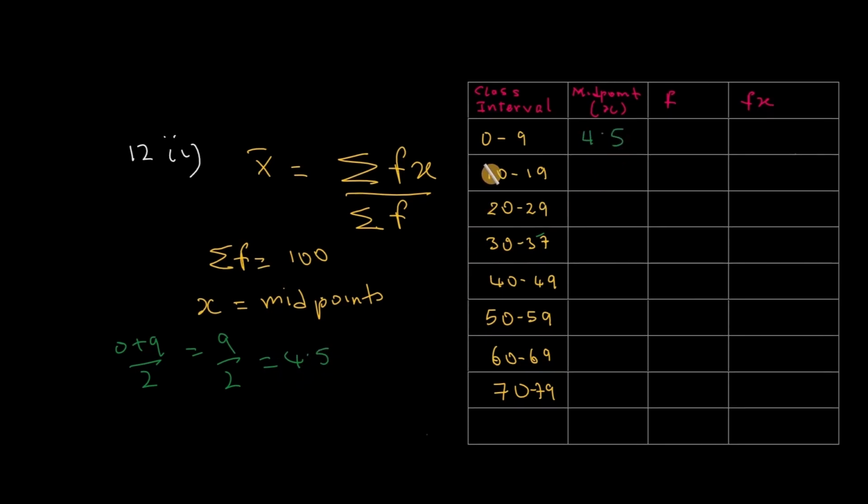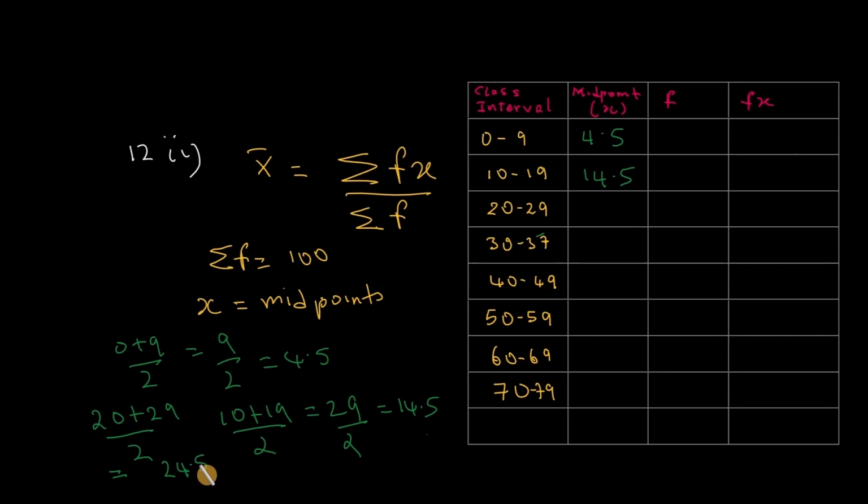Midpoint is always the upper class limit plus the lower class limit divided by 2. So here the upper class limit is 19, the lower class limit is 10. So I am going to take 10 plus 19 divided by 2. That equals 29 divided by 2, which will give me 14.5. Here the upper class limit is 29, the lower class limit is 20. So here I'm going to take 20 plus 29 divided by 2, that is equal to 24.5. So here the midpoint is 24.5.